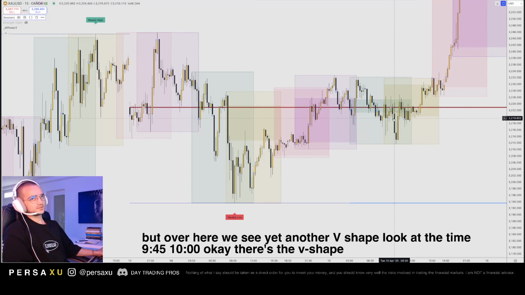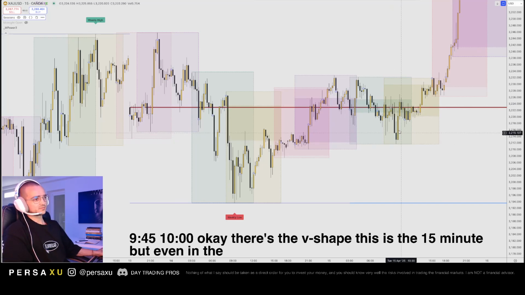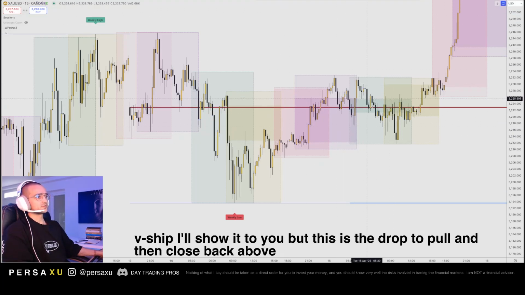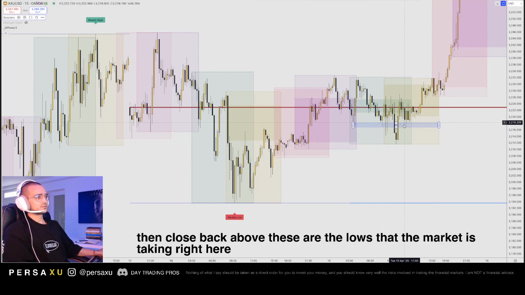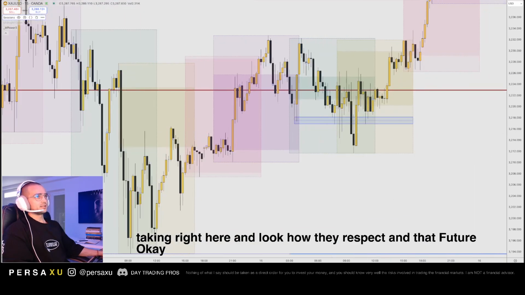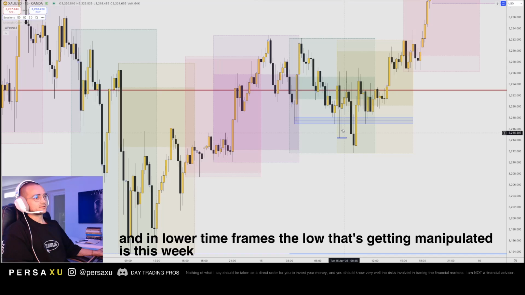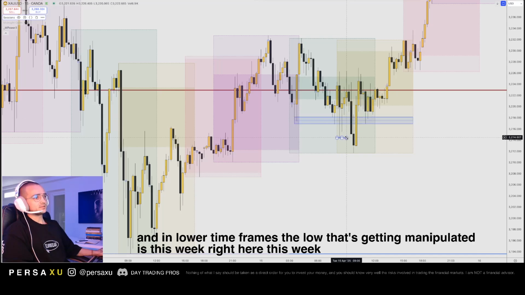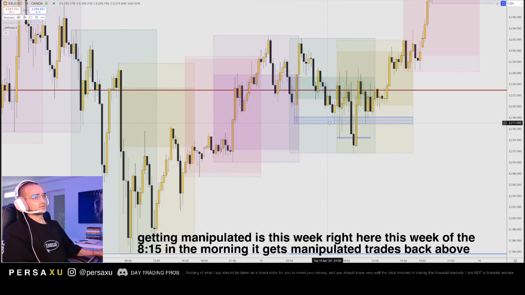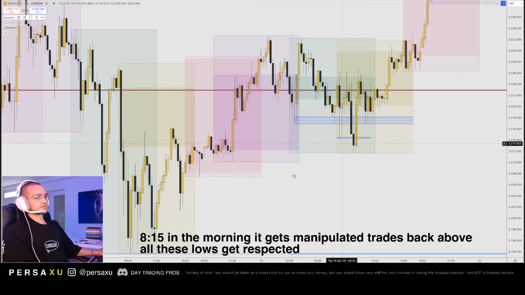This is the 15-minute, but even in the 1-minute and 5-minute, this over here is going to be a V shape. I'll show it to you, but this is the drop to pull and then close back above. These are the lows that the market is taking right here, and look how they respect in that future. Okay, and in lower time frames, the low that's getting manipulated is this wick right here, this wick of the 8:15 in the morning. It gets manipulated, trades back above. All these lows get respected here eventually as well.